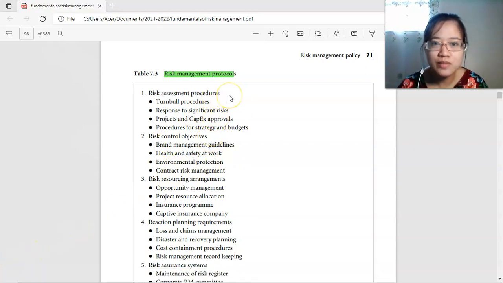Okay. Risk assessment procedures. Ito. Examples lang naman to, no? But sometimes, some of these hindi applicable dito sa Philippines. More on international companies. Okay? Example, Turnbull procedures, response to significant risk, and projects and capex approvals, procedures for strategy and budgets. Okay? Some of these, ito, applicable. Risk control objectives, brand management guidelines, health and safety at work, environmental protection, contract risk management.